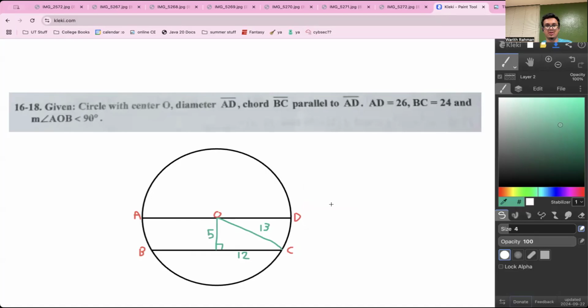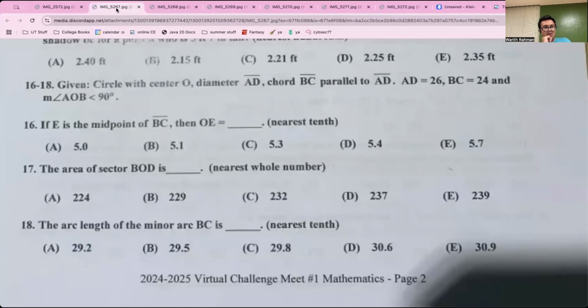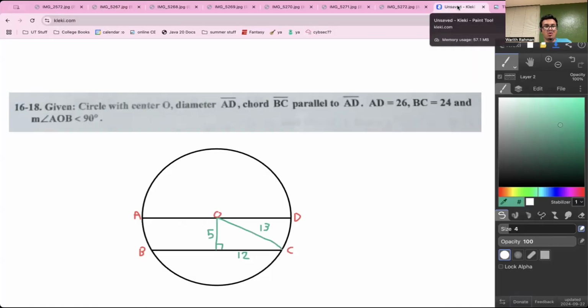Now, what do we have to figure out? First question, if E is the midpoint of BC, then OE is what? Wow, it's almost as if this is our midpoint and we did just calculate that. So this literally just comes down to observing that this is a radius. We know this is just a perpendicular bisector, and this will be a perpendicular bisector because these are parallel chords.